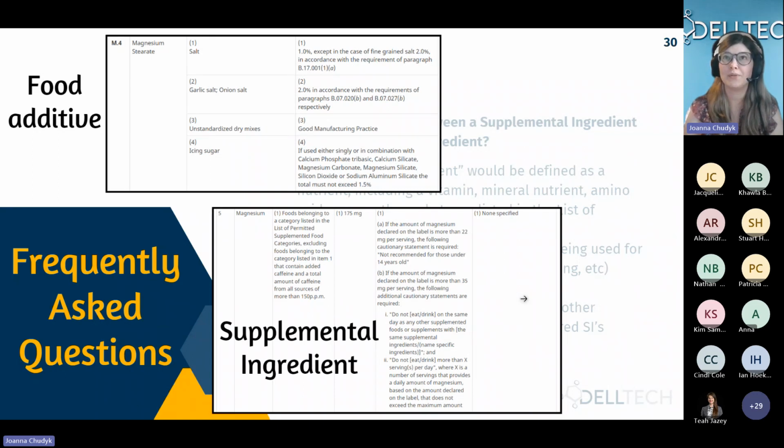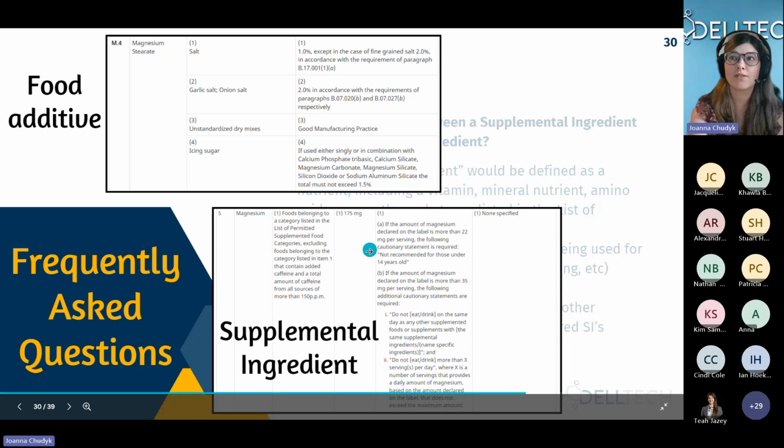So the example I like to use is magnesium and magnesium stearate. So at the top here of the slide, you can see a screenshot taken directly from the list of permitted food additives, and magnesium stearate is allowed to be used in these specific product categories and at these specific restrictions on the amount that can be used. But magnesium stearate can also be considered a source of magnesium. So magnesium is an acceptable supplemental ingredient, and they have restrictions on how much you can use. And there are some cautionary statements that can be associated with the ingredient.